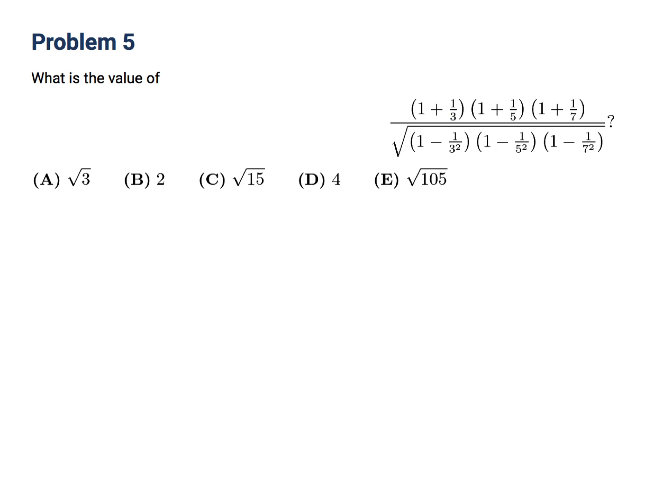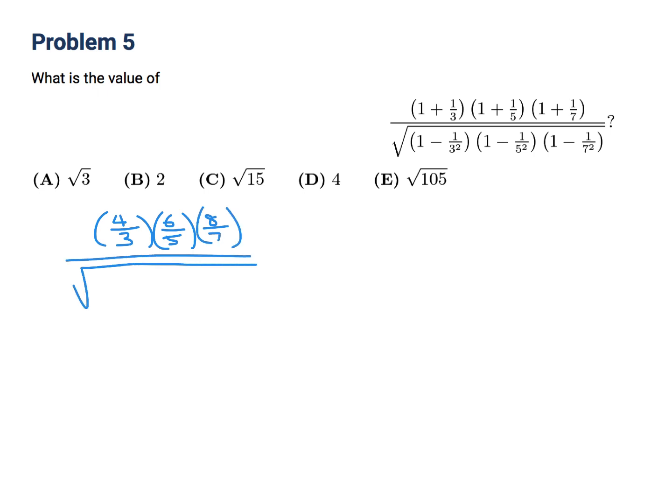What is the value of this expression? So let's crunch out these numbers. 1 plus 1 over 3, that's going to be 4 over 3. 1 plus 1 over 5, that is 6 over 5. And 1 plus 1 over 7, that's 8 over 7. And the denominator, it's all under the square root. 1 minus 1 over 9, so that's 8 over 9. 1 minus 1 over 25, so that's 24 over 25. And 1 minus 1 over 49, which would be 48 over 49.